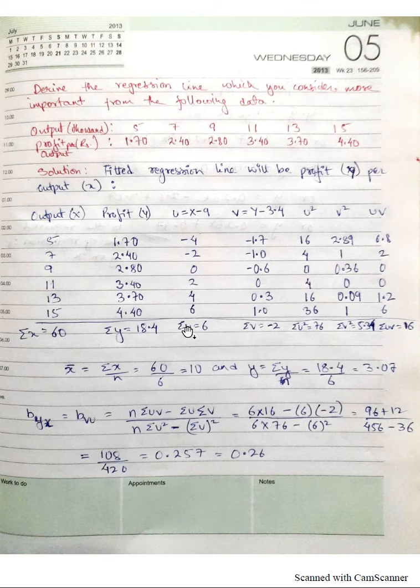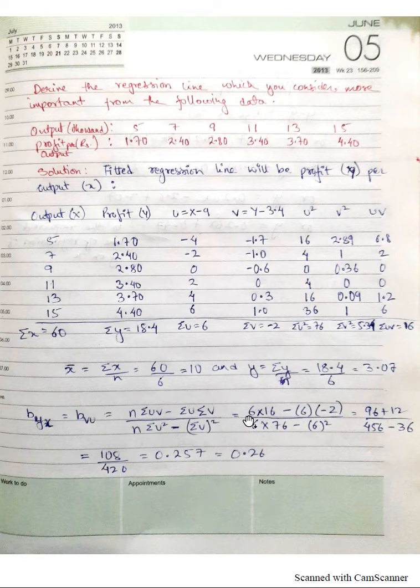So now we have the values of summation u, summation v, summation u square, summation v square, and summation uv. So we find byx, that is the coefficient of regression of y on x, since we have to find the equation of regression of y on x. So byx will be equal to bvu, as we have already discussed, which is n summation uv minus summation u into summation v, divided by n summation u square minus summation u whole square.